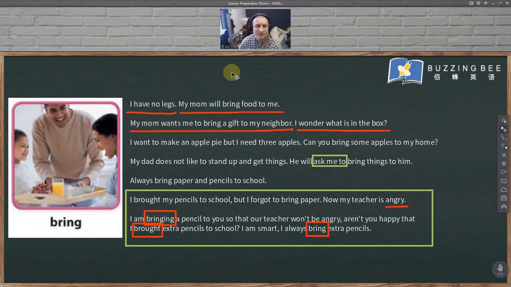In addition to giving lots of variance on your language patterns, it's also good to use lots of variance on your tenses as well. Show your students past tense, present tense, future tense, and progressive tenses as well. So those four tense categories. Let's say my word of the day is bring. My first example is, I have no legs. My mom will bring food to me.